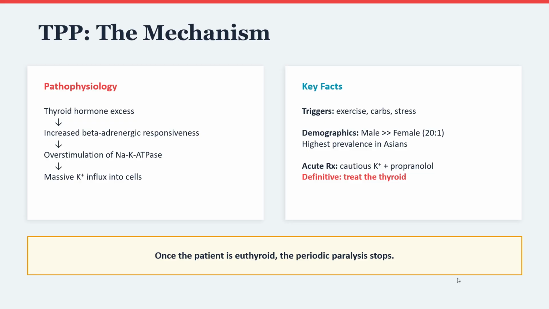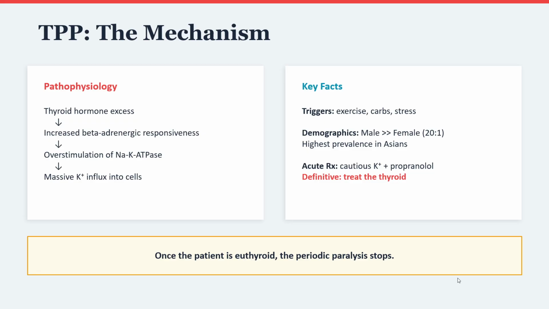Those pancakes triggered an insulin surge on top of the already heightened beta adrenergic state, and the potassium crashed. Key demographics: thyrotoxic periodic paralysis has roughly a 20 to 1 male to female ratio, and the prevalence is highest in Asian populations, particularly East Asian. But, and this is important, it can happen in anyone with thyrotoxicosis.